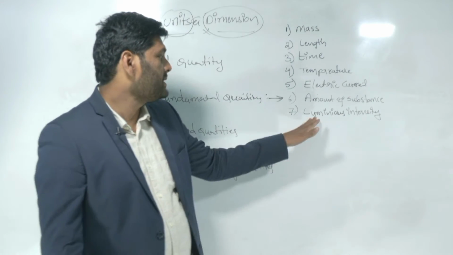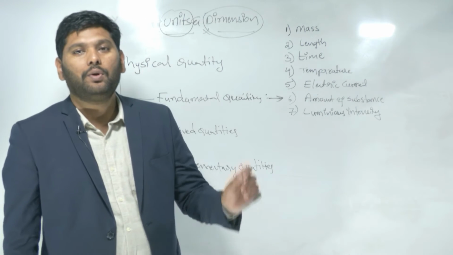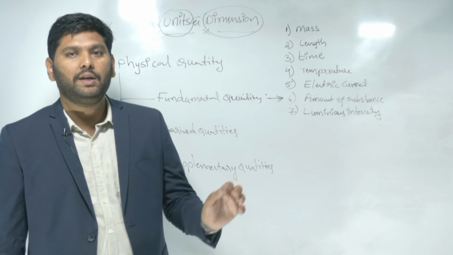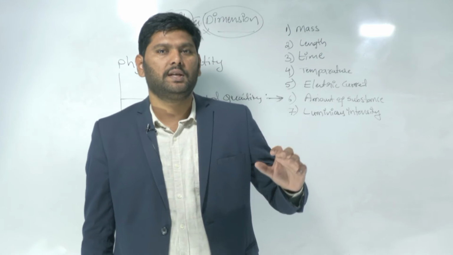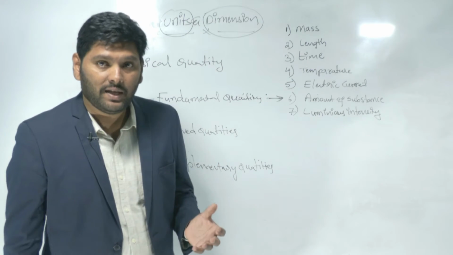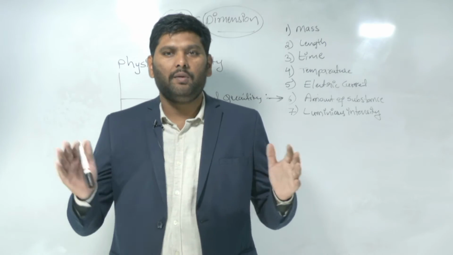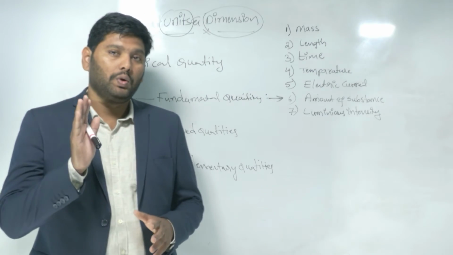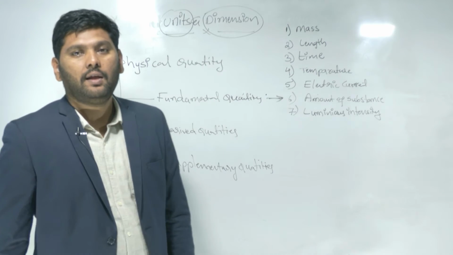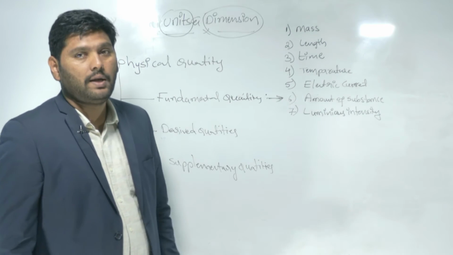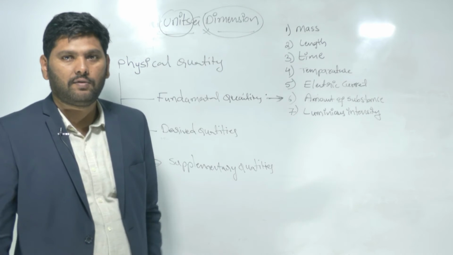Next, what about luminous intensity? This luminous intensity is related to light. So intensity of the light, how much intensity? Sometimes we will see brighter objects, sometimes we will see a dim object, sometimes we see very bright ones. So to explain that, we will use luminous intensity as a physical quantity. I hope you have understood where we will use these physical quantities.